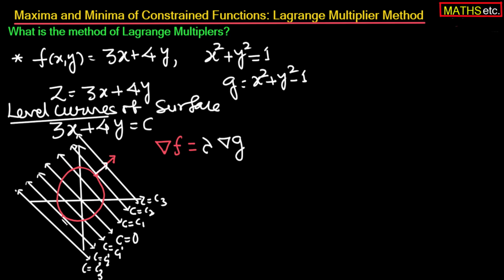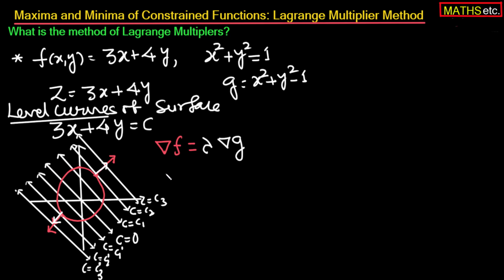And the same holds at the other extreme, where the function has a minimum value. Again, the normal vector to the constraint, that is the circle, as well as the normal vector to the level curve c equal to c2 dash, are in the same direction. So this condition again holds at the point of minima. And this is the basic idea behind the Lagrange multiplier method.